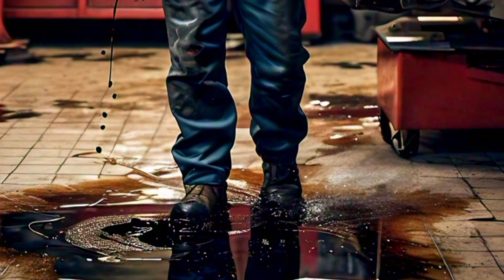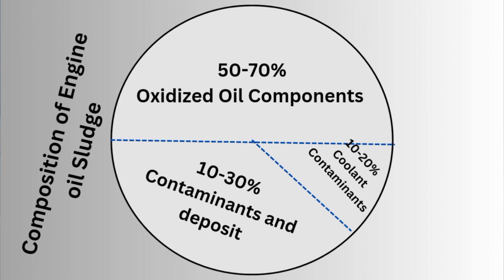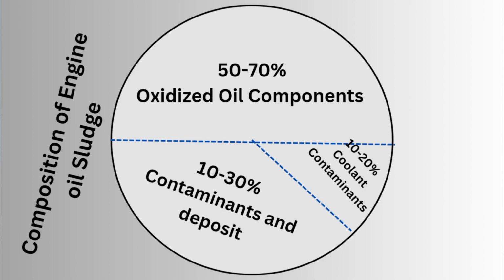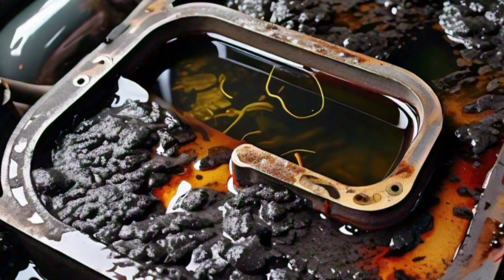There are three major contaminants that form oil sludge in an engine. Let's go through them as you can see on the diagram. Number one is oxidized oil components. This is the primary aspect of oil sludge. It forms the biggest part of oil sludge. It includes degraded hydrocarbon from the engine oil, which sometimes amounts to 50 to 70% of oil sludge.